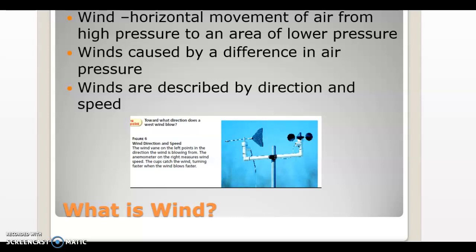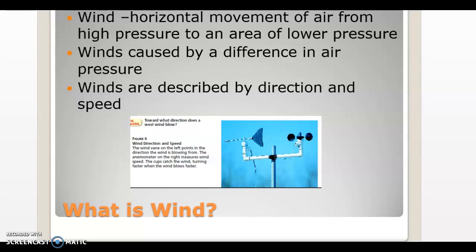Okay, this is the third section in chapter 2 here, which is on wind. Wind is horizontal movement of air from high pressure to low pressure. So when we feel wind, it's moving from high pressure to low pressure. It's basically air movement that's caused because we want equal pressure. Wind takes that air and tries to equal out the pressure by moving it around. So winds are caused by differences in air pressure, and they're described by direction and speed.